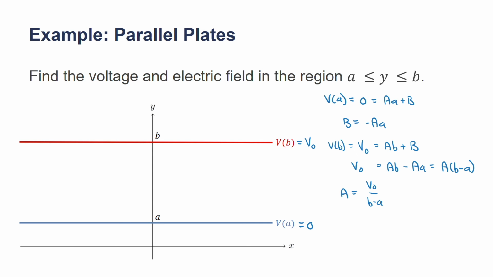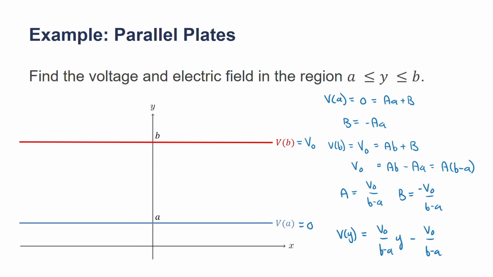We can then substitute this back into our expression for B, which we have up above. So this is just going to be V0 over (B minus A), but the negative of that because there was a minus sign out in front. So now we have an expression for voltage as a function of position Y. We substitute in our constant A, which is V0 over (B minus A) times Y, and then we substitute in our constant B, which is V0 over (B minus A). So now we have a complete expression for these.